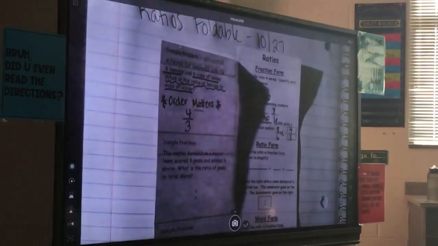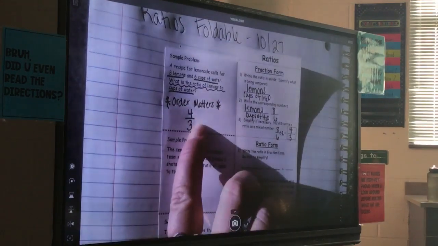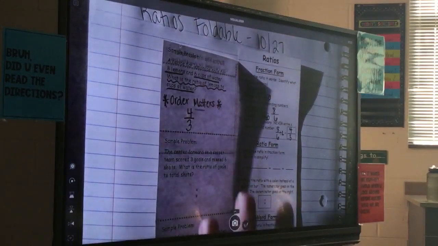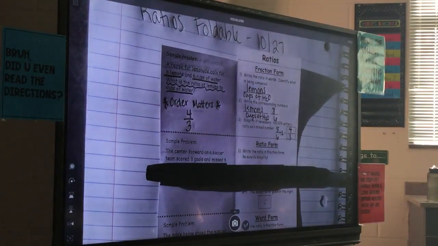And see how I said 4 to 3 and not 4/3? It's not 4/3. This line means to. It is not a fraction. Okay? Thumbs up when you have that part written down so I know I can move on. Thumbs up when you're ready to move on.